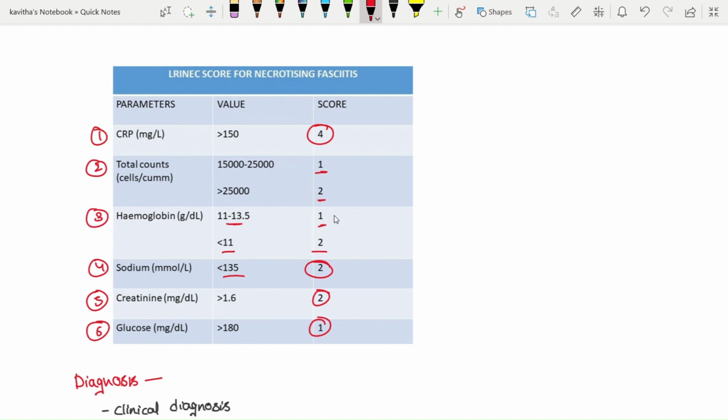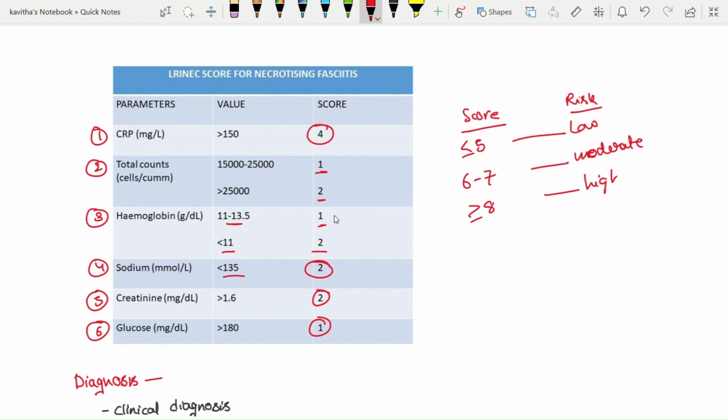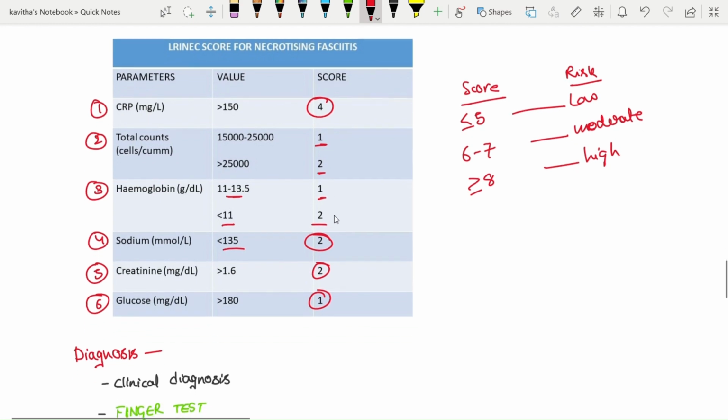So how do you assess? Here, if the score is 5 or less, then the risk is low. If the score is 6 or 7, then there is moderate risk for developing necrotizing fasciitis. If the score is 8 or more, then the patient has high risk. But the performance of this LRINEC scoring system is still questionable. There are still studies going on whether it is valid or not.